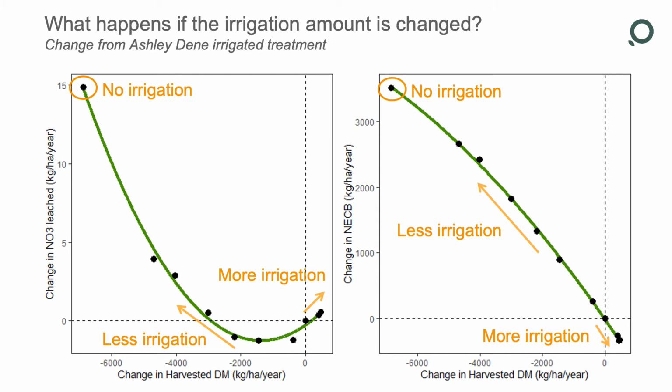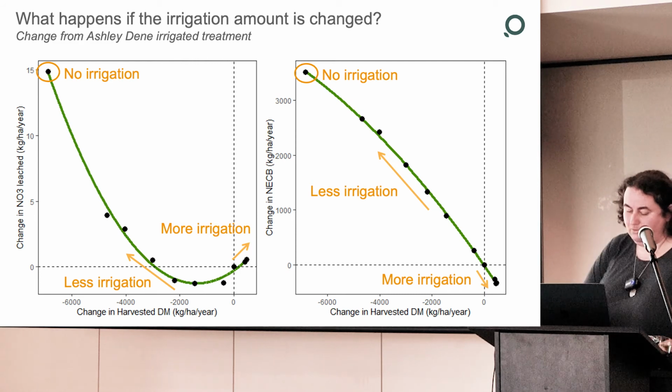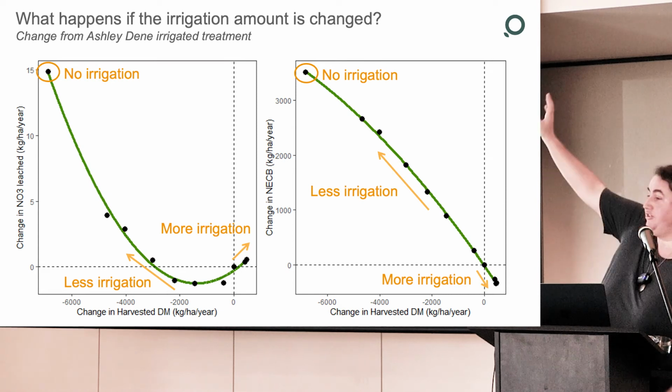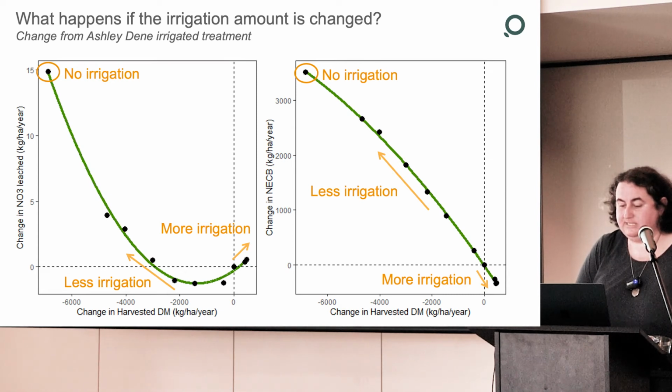Well, what happens if the irrigation amount is changed? As you can see here, I'm sorry, I just realised that people can't see me pointing with my hand. So where we see the intersecting broken lines here and here, that is our base scenario, the irrigated Ashley Dean, and then the other points are the other different levels of irrigation. And just to talk through it, on the left-hand panel, if you're moving to the right, it's more irrigation. If you go to the left, you've got less irrigation, all the way up to no irrigation in the top left-hand corner, just to make that really explicit.